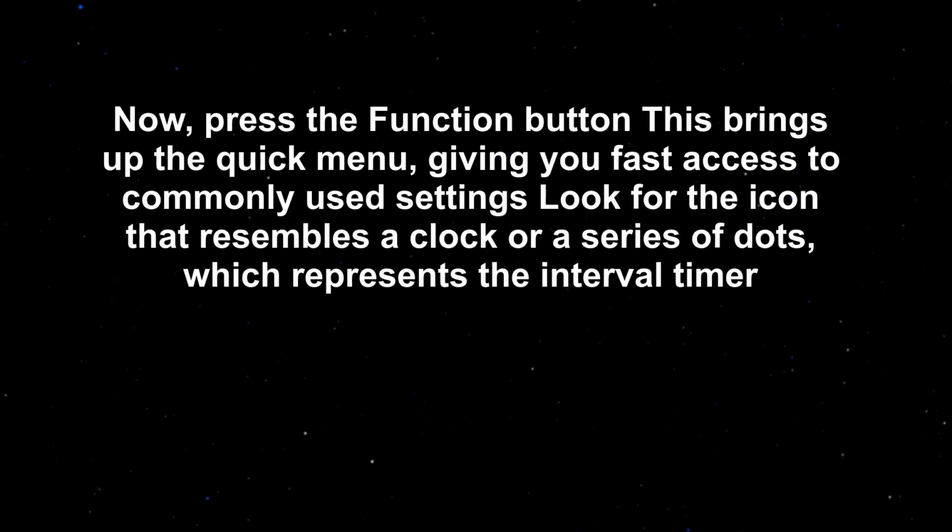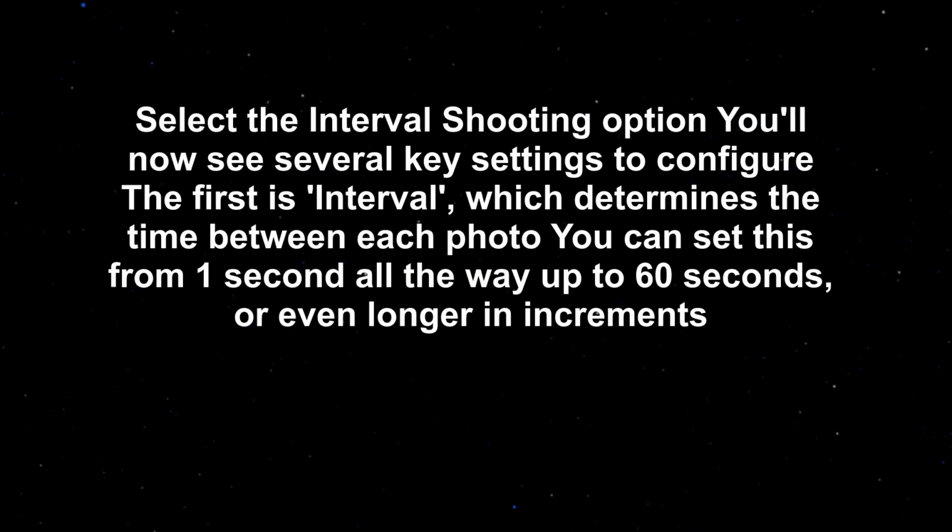Now, press the function button. This brings up the quick menu, giving you fast access to commonly used settings. Look for the icon that resembles a clock or a series of dots, which represents the interval timer. Select the interval shooting option. You'll now see several key settings to configure.